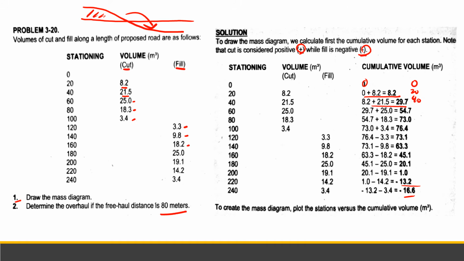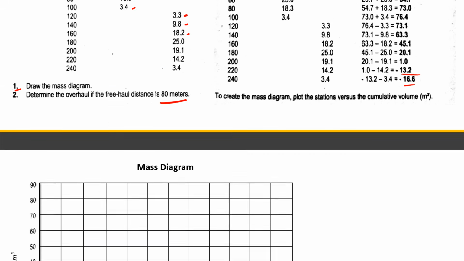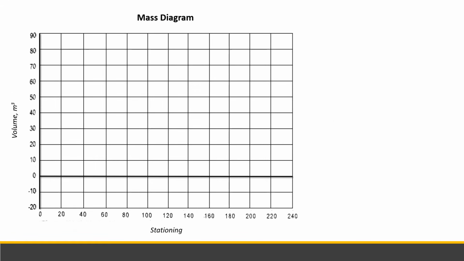To create the mass diagram, plot the stations versus the cumulative volume in length. Okay, so meron na tayong mga cumulative volume per station. So we'll plot the cumulative volumes. At station 20, meron tayong 8.2. So somewhere here. And then at 40, 29.7.